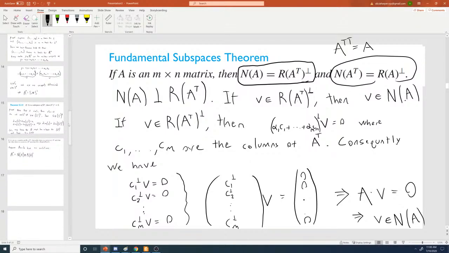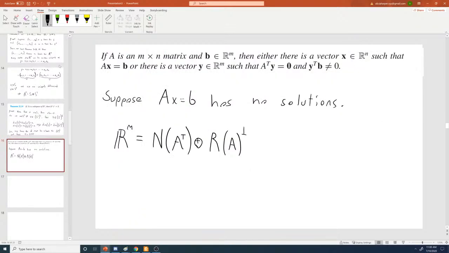So let me make sure I'm okay with this. Oh, wait. I'm not. Sorry, I should get rid of this right here. Now I have the right relation. So I've expressed Rm as a direct sum using my earlier results. So what we're doing is we're assuming that Ax equals B has no solutions.